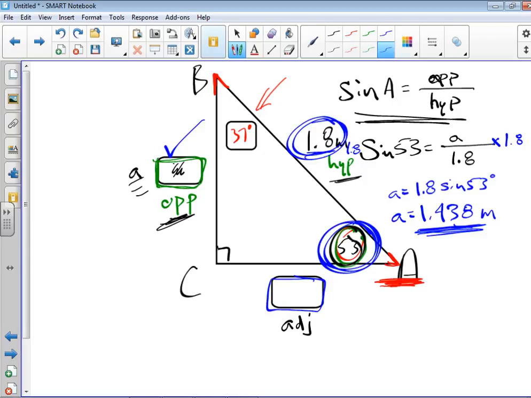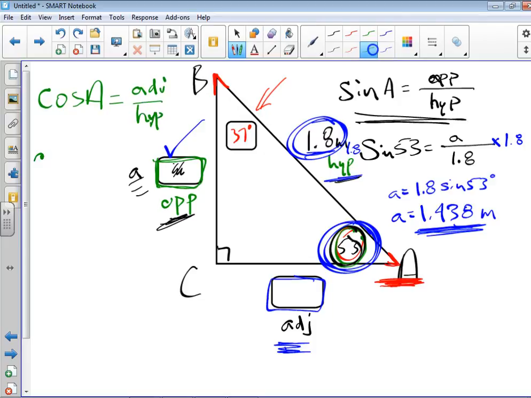So I have now got to figure out, I got adjacent and hypotenuse. So which trig function is that? Give you a second. Adjacent and hypotenuse. Correct. That would be the cosine. So the cosine of angle A is going to be equal to the adjacent over the hypotenuse.